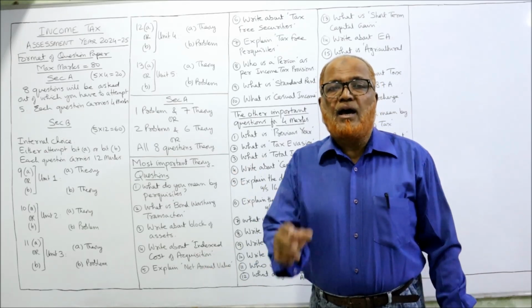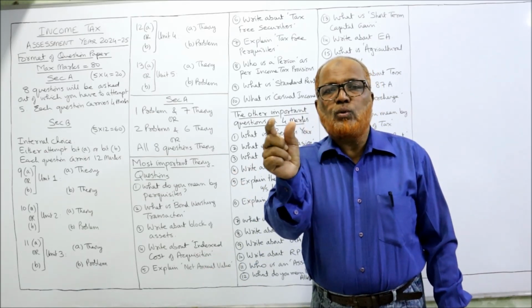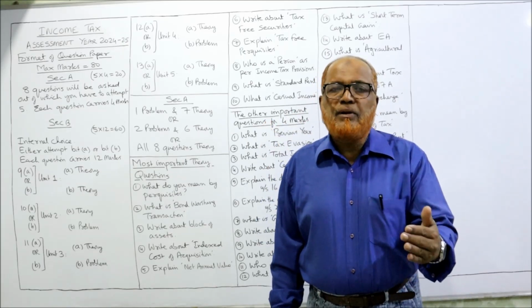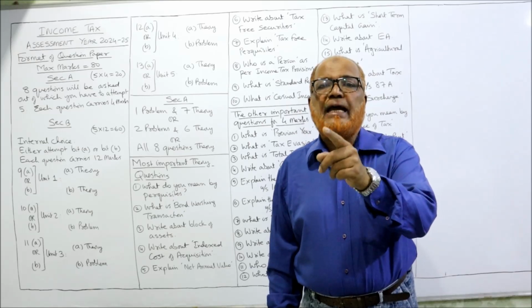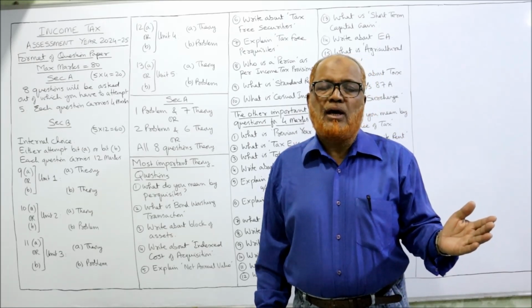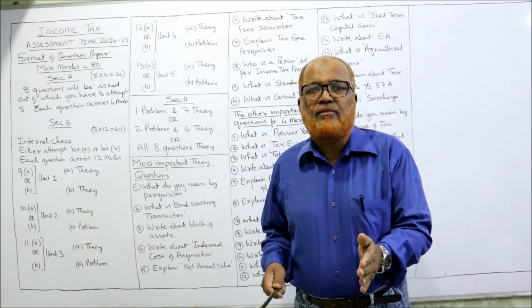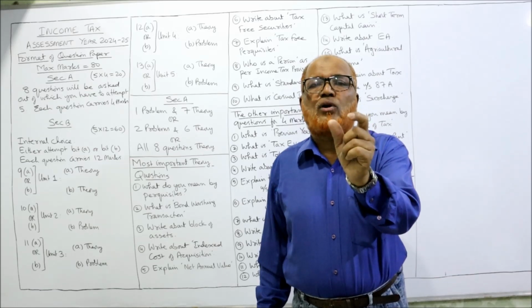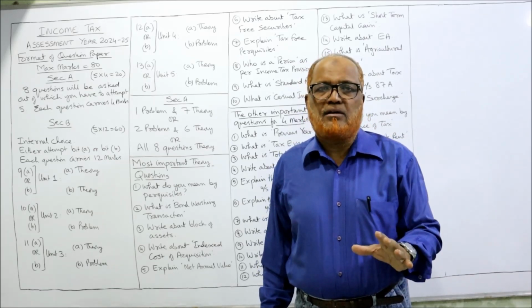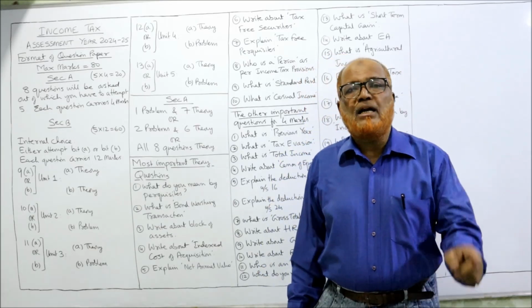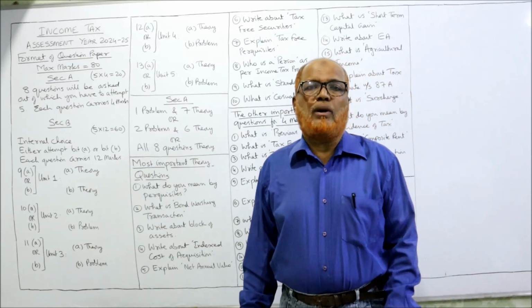How to calculate? Actual cost into index number of current previous year. Current previous year index is 348. Remember, previous year is 23-24. Assessment year is 24-25. The previous year 23-24, the index number is 348 given by the government, divided by the index number of the purchase year that will be given in the problem.